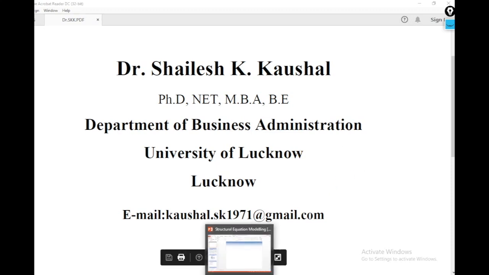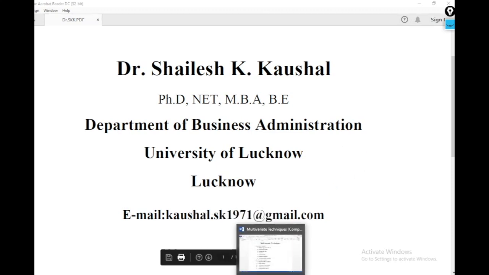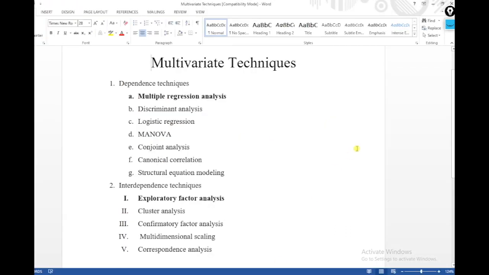Dear participants, today I am going to start the topic structural equation modeling. Structural equation modeling is basically a multivariate technique. Multivariate technique means we can analyze more than two variables at a time. There are two types of multivariate technique.